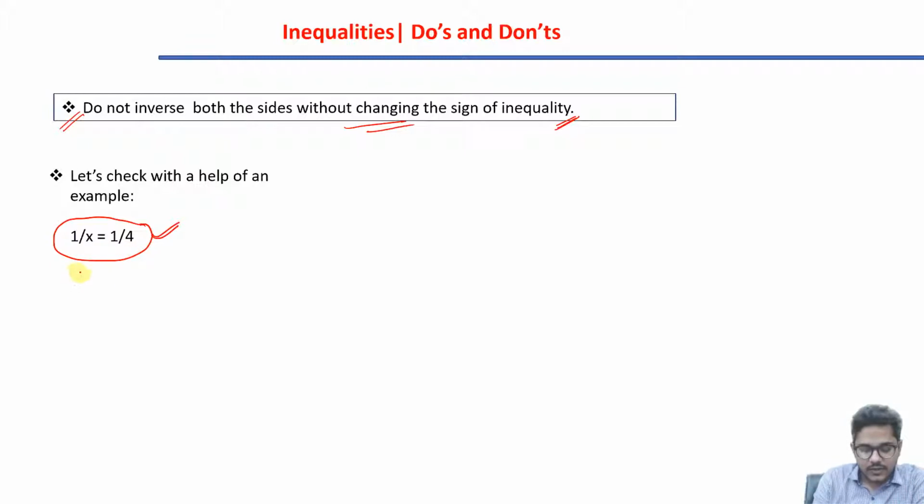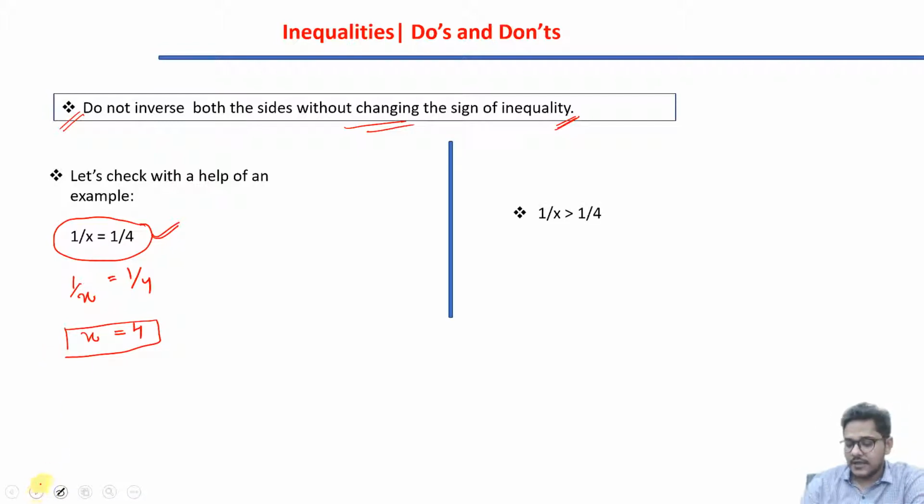So 1 by x equals 1 by 4. What is the value of x? We get the value of x equals 4. Now what happens if there is a sign of inequality? Let's see that: 1 by x is greater than 1 by 4. Now there is an inequality involved.